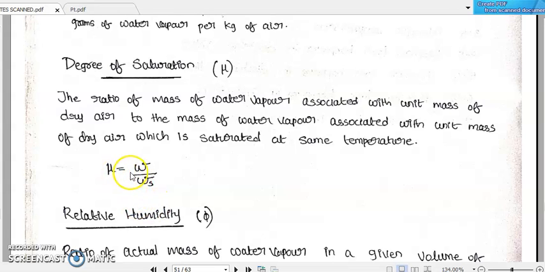Or mu can be written as omega by omega s, where omega is nothing but the humidity or the mass of water vapor associated with any unit mass of dry air at any instant, divided by omega s. Omega s means S stands for saturated condition. Omega s stands for the mass of water vapor associated with this unit mass of dry air, but if it is saturated at the same temperature. So degree of saturation is an important term.